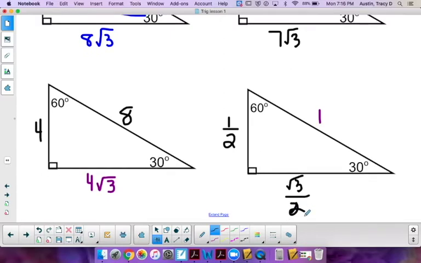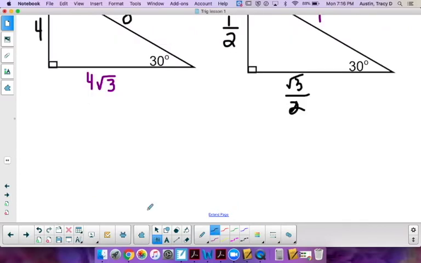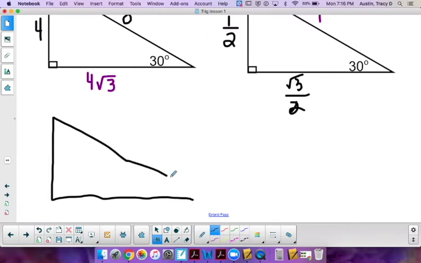Okay, and we're going to do one more, a little bit more complicated, just to make sure you've got it. It's a little bit more complicated because you actually have to divide by the root this time. All right. So there's my 30. There's my 60. There's my 90. And I'm going to tell you that this time the long length is 8.